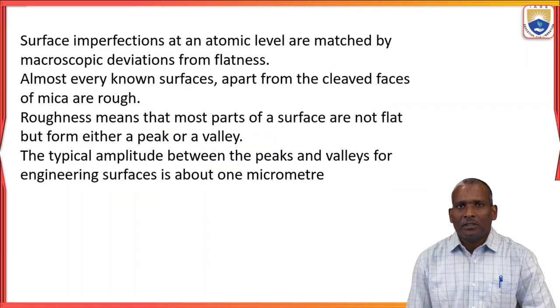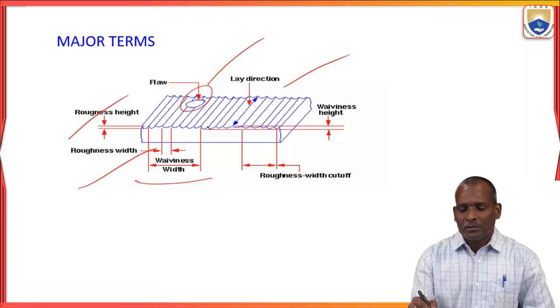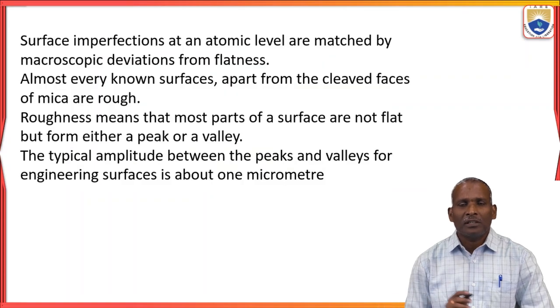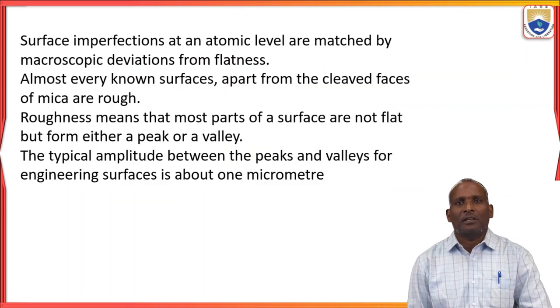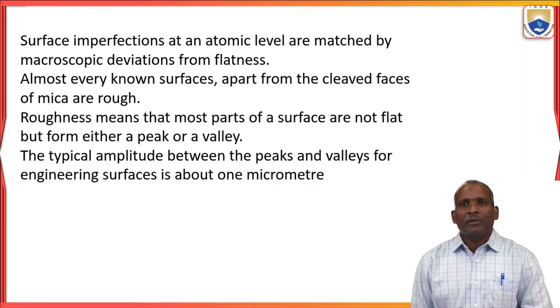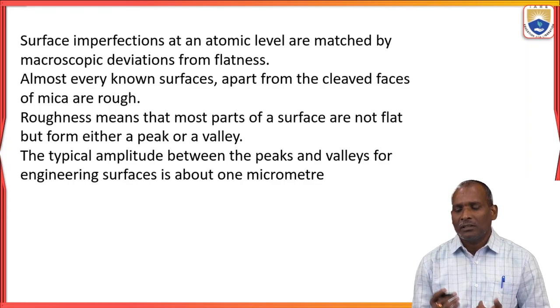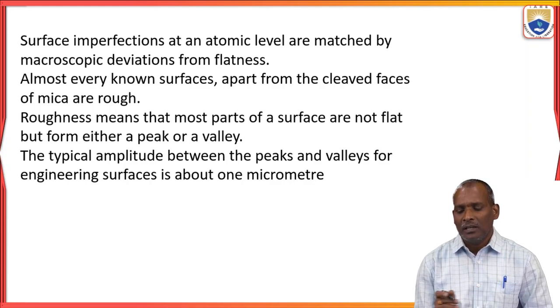So here surface imperfections at an atomic level are matched by macroscopic deviations from flatness. Here already shown flaw. The flaw is one type of imperfection. Almost every known surface, apart from the cleaved surface of mica, is rough. Already you know roughness means that most parts of the surface are not flat. So what do you mean by roughness? Roughness means a deviation from the flat surface, either a peak or a valley.